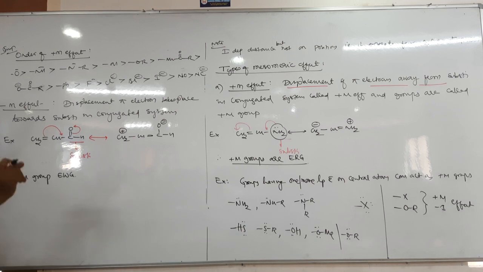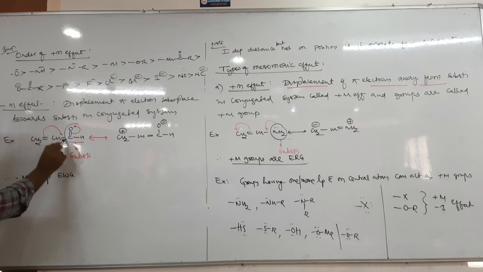Now how to identify a minus M group? This kind of question is very common: which is a plus I group, which is a minus I group, which is a plus M group, which is a minus M group. Even in tomorrow's exam there are questions given like this. How to identify plus M, plus I, minus M, minus I? And how to identify the minus M group?